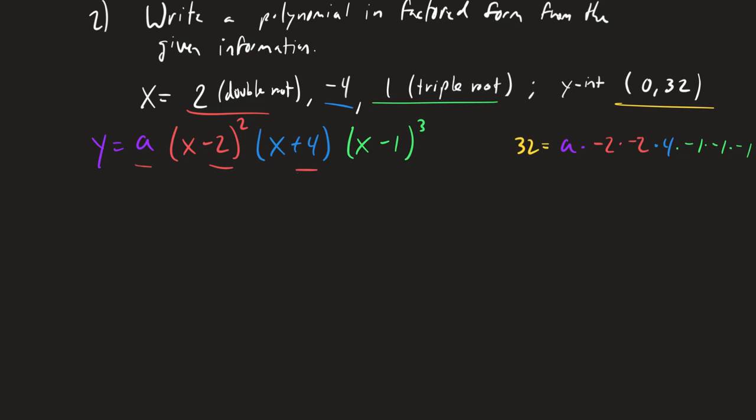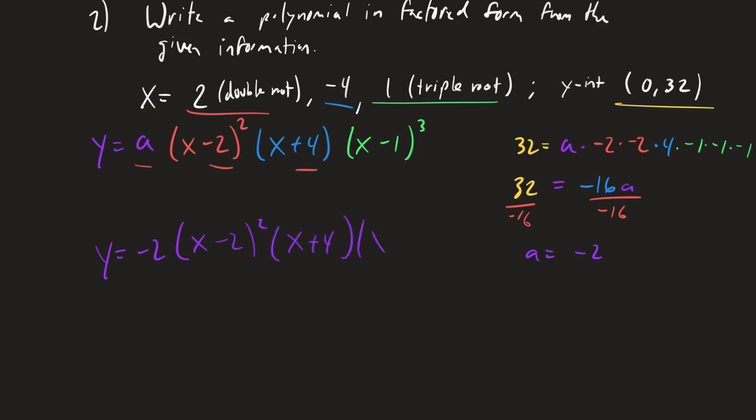So I got 32 equals negative 16 times a. And of course we're just going to divide by negative 16, and then a would equal negative 2. So y equals negative 2 times x minus 2 squared times x plus 4 times x minus 1 cubed. Yep.